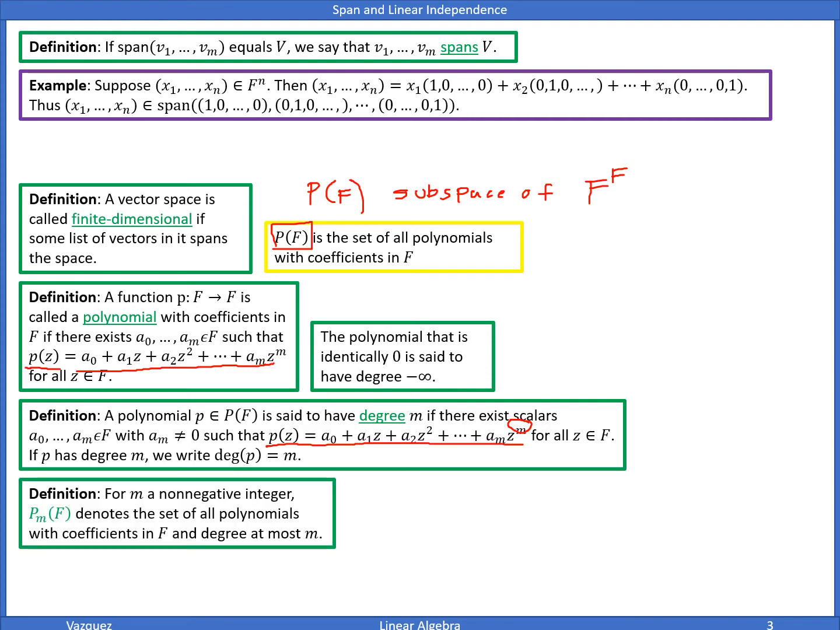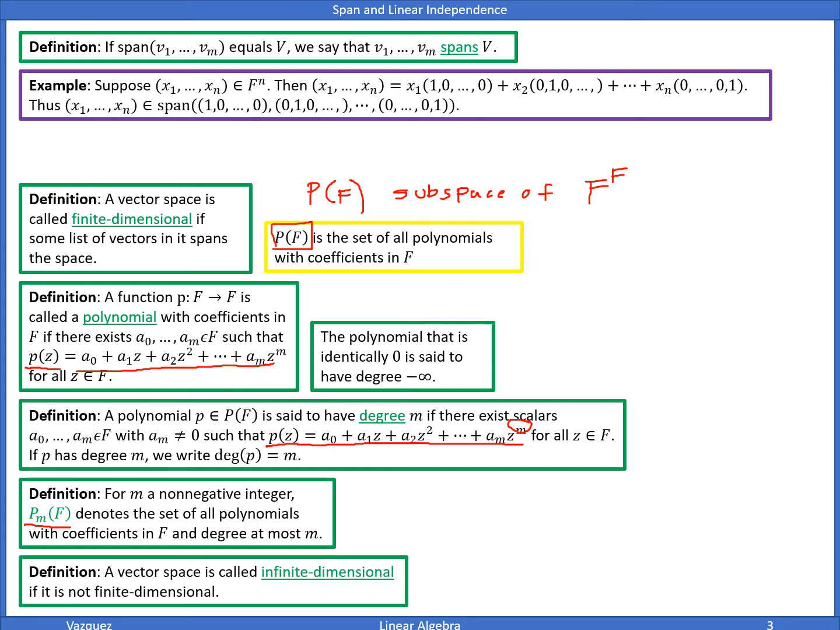Okay, and another definition. For m a non-negative integer, Pm of F denotes the set of all polynomials with coefficients in F and degree at most m. So it could be less, but it can't be more than m. It can be equal to m or less. A polynomial with degree at most m. That's what this notation means. And finally, a vector space is called infinite dimensional if it is not finite dimensional.